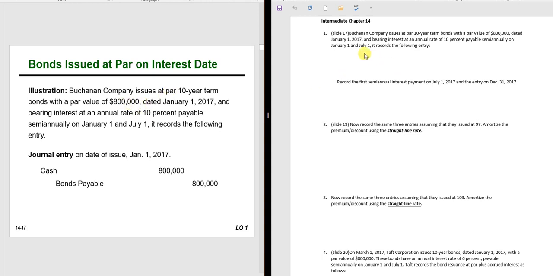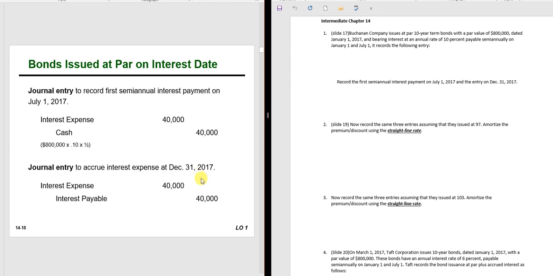So I'm going to debit cash and credit bonds payable for $800,000. Don't forget, bonds payable is always at face, and I'll keep saying that throughout this. Then down here, to record the interest payment on July 1st, if you remember, the interest is principal times rate times time. So principal's $800,000 times 10% times 1/2 a year gives me $40,000. So I debit interest expense and credit cash on July 1st.